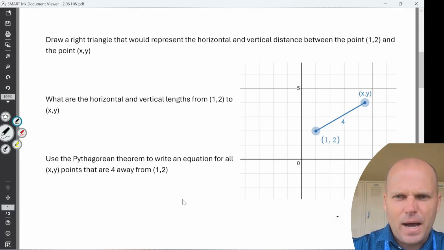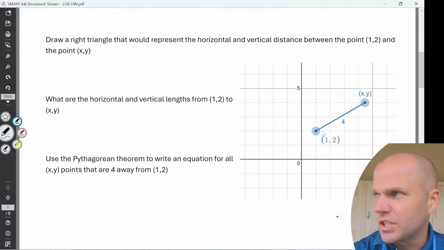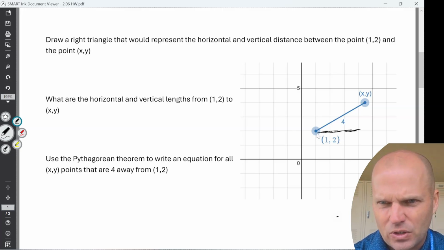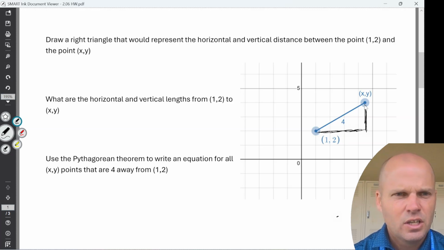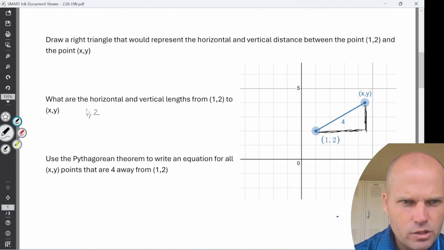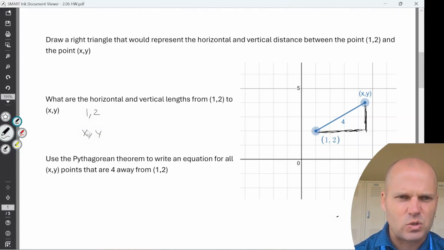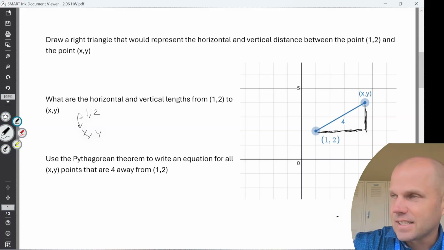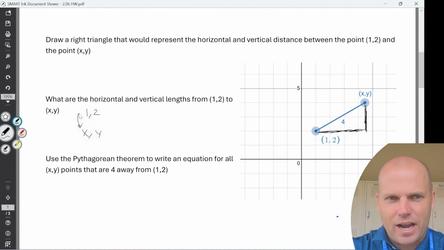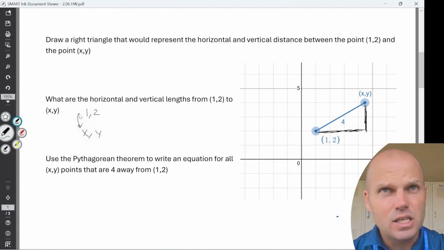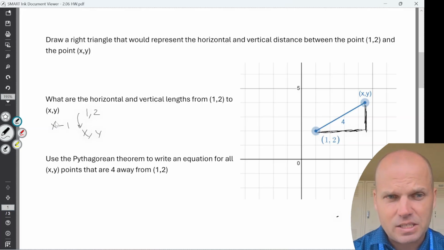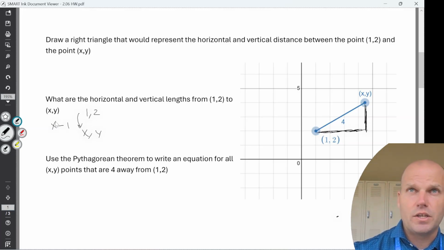Cool? But what if the center of the circle was not at 0, 0, but rather at the point 1, 2? Let's draw the right triangle to represent the horizontal distance and the vertical distance. Let's realize that from 1, 2 to the hypothetical point x, y, to find this change from 1 to x, I'd have to add x and then subtract 1. Or the operation done to find change is subtraction. X minus 1 is the change from 1 to x.